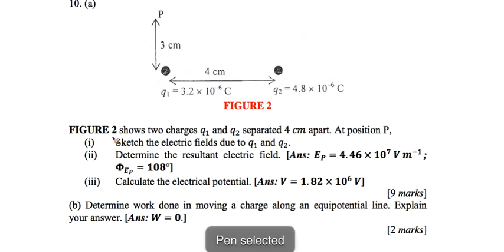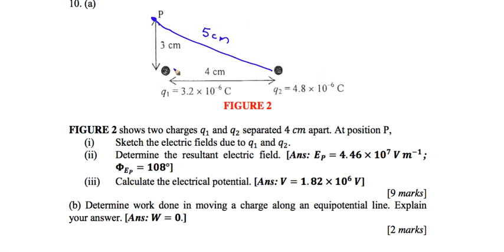Figure 2 shows two charges, Q1 and Q2, separated by 4 cm. So this is Q1 and Q2, the distance is 4 cm, and we have a point P here, at a distance of 3 cm. So to find the distance, use Pythagoras. So this is 5 cm, right? So this is angle theta.